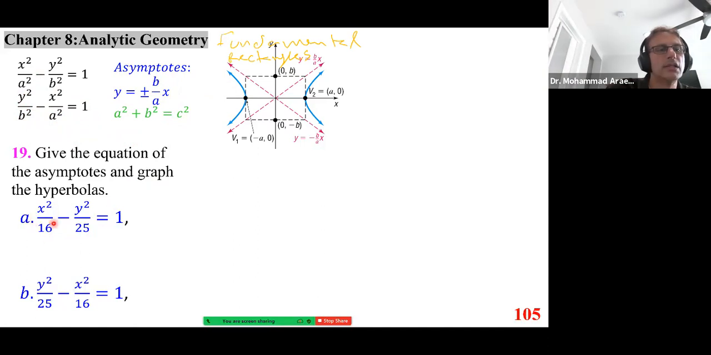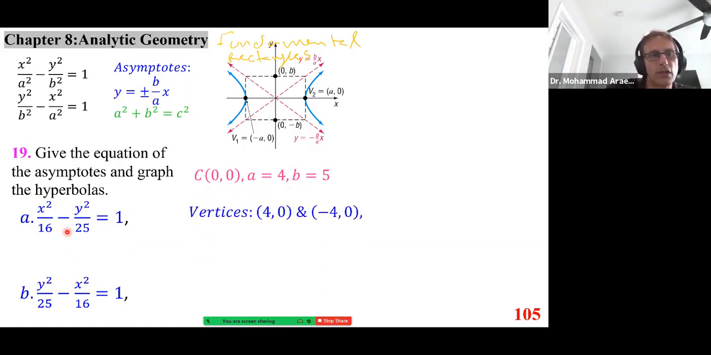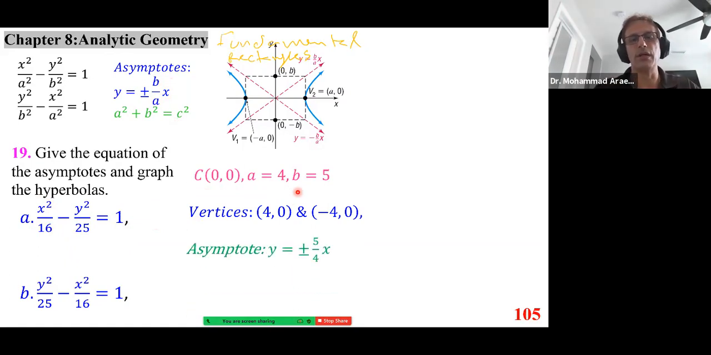Therefore, in both cases, the center is at 0, 0. In this case, a is 4, b is 5. Same thing here. So let's write this: center at 0, 0. A is 4, b is 5. For this one, because the coefficient of x squared is positive, we have the vertices at 4, 0 and minus 4, 0. This is for the first one. And the asymptotes, plus minus b over a times x, give us plus minus 5 over 4 times x.